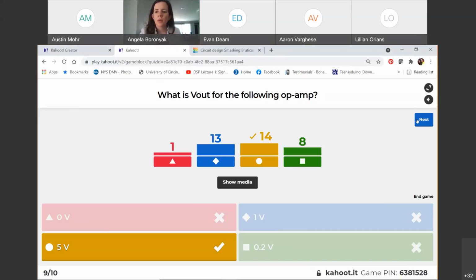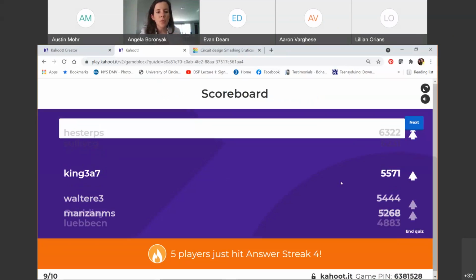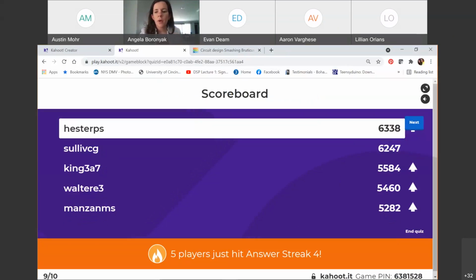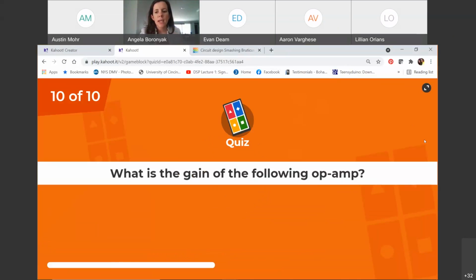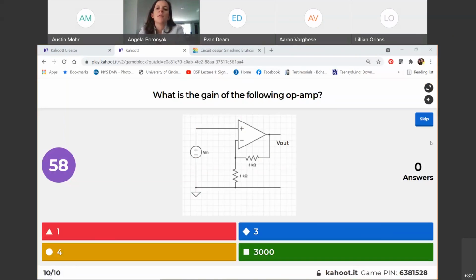Okay, sorry, that took me longer typing in my calculator than I thought. Hester PS is in the lead, followed by Sullivan CG. Last question. What is the gain of this op amp? Remember, how do we define gain?